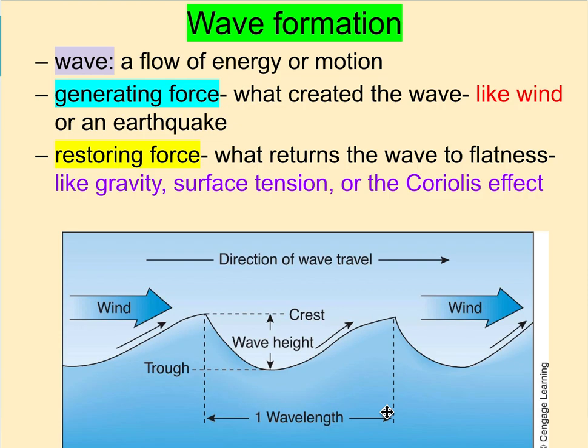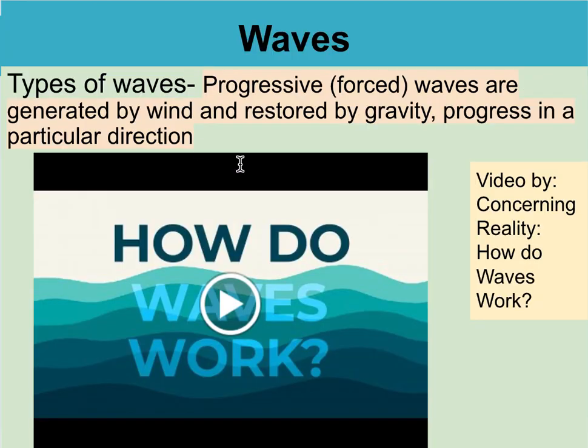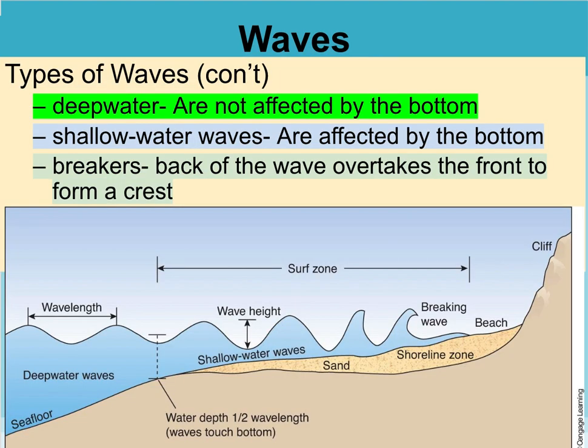And when we talk about waves, we talk about what is the generating force, what caused this wave to happen. Well, in this case, it's the wind, but you can also have something like an earthquake or a boat that can also cause a wave. The restoring force of a wave is what eventually causes the wave to calm down and stop. Sometimes it can be gravity or surface tension or the Coriolis effect. This is a good video by Concerning Reality, How Do Waves Work, that I would recommend checking out.